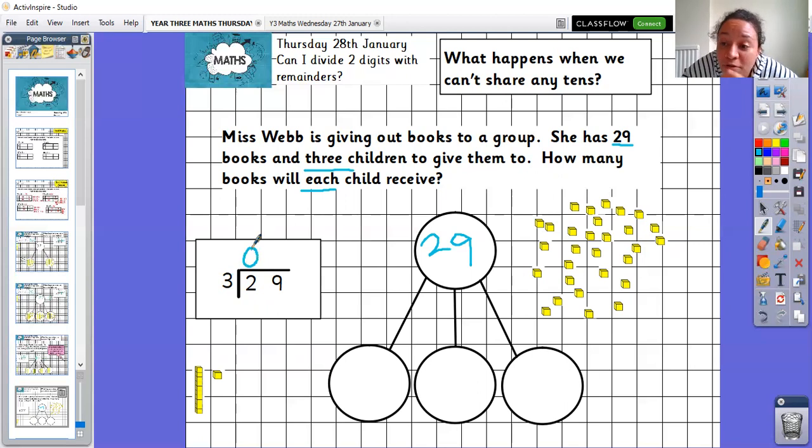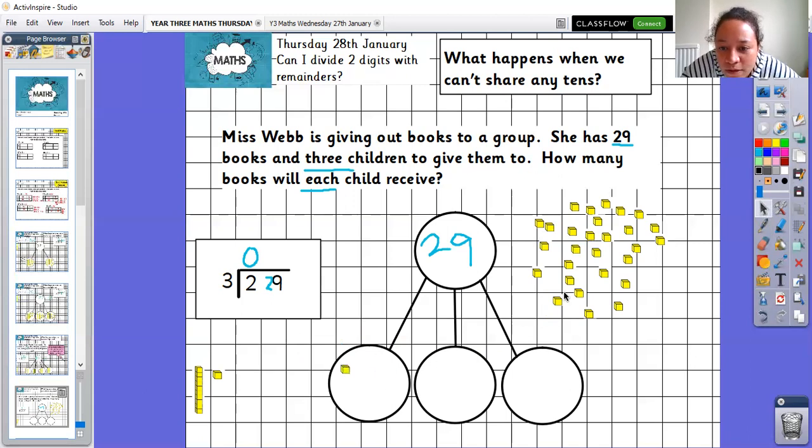But then that means that both of those tens now need to be exchanged. So because I've exchanged both of those tens, I put, there we go, the 2 tens next to the 9. Now I've got 29 ones instead of 2 tens and 9 ones. So really it's exactly the same number as I had before. It's just that now it's much easier to work it out. So let's go back to our part whole model and let's start sharing out these ones.